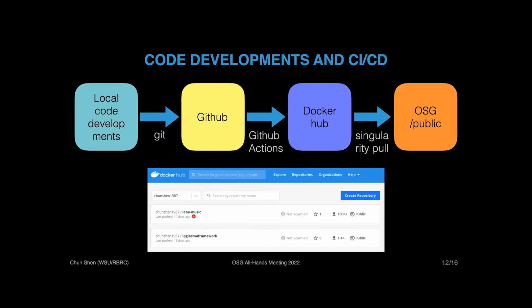As you can see, this IEBE-Music on Docker Hub already has more than 100,000 downloads. Most of them actually come from OSG, while we were trying out these routines. And we have a similar setup for another framework, which has already gotten more than 1,000 downloads.